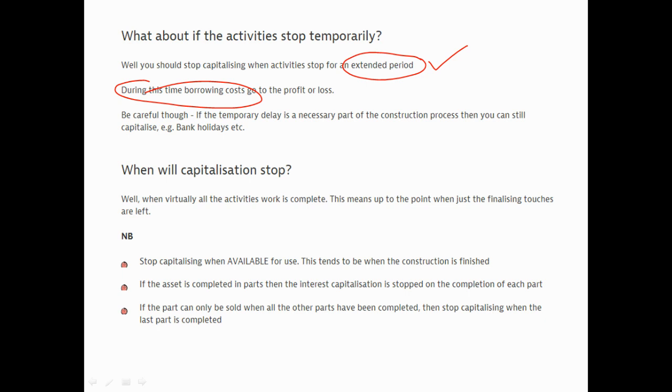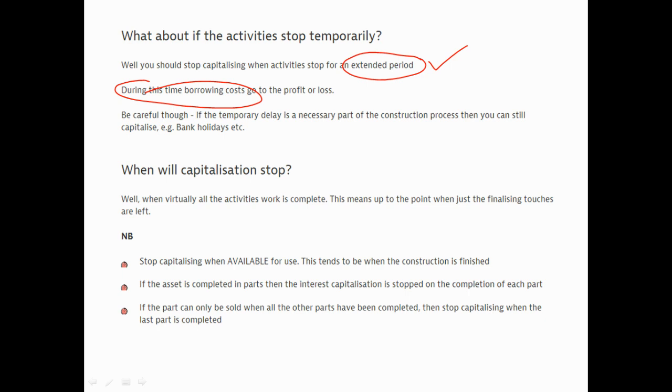was temporary, maybe, so that the foundation, you know what they do after building the foundation, they can say we are going to stop for a month so that the foundation can dry up. So that one is a necessary part of the construction process. So in that case, you don't stop the capitalization, you continue capitalization of borrowing costs. Okay, so you have to do some assessment before you stop the capitalization.